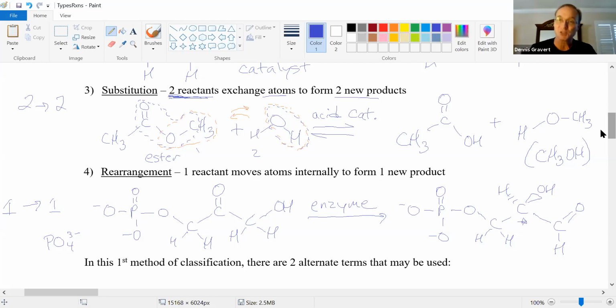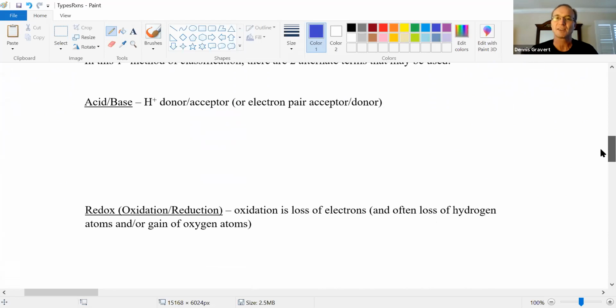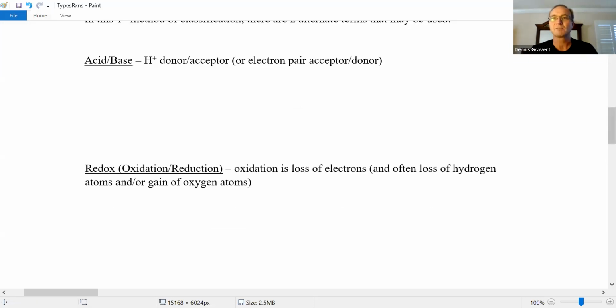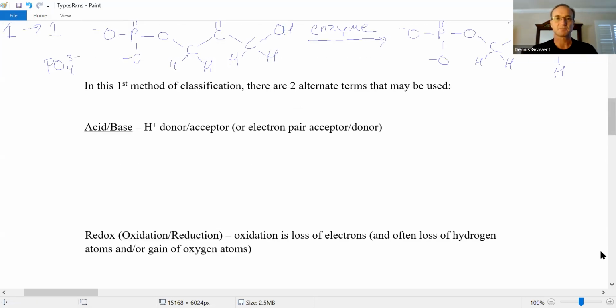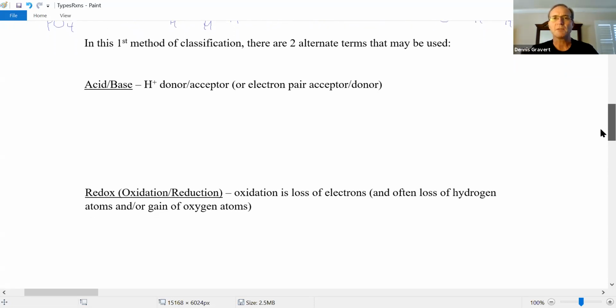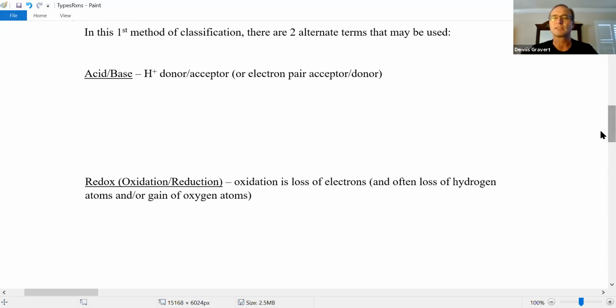However, you may choose to categorize that reaction into 2 other categories. Things you're more familiar with, perhaps. Acid-base reactions and redox or oxidation-reduction reactions. So yeah, here we go. So in our key concepts, there's a notation that there are 2 alternate categories or terms that are permissible. I would strongly encourage you, though, not to use these 2 on an exam. If I ask you to classify, I am looking for one of the other 4.